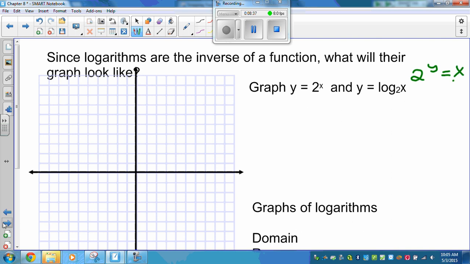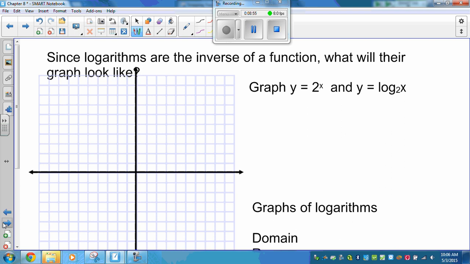So you can see that these are inverses. We switched the x and the y. These are equivalent forms, these two right here. Okay, they are inverses of one another. So basically what it's saying is we are graphing y equals 2 to the x and its inverse. But its inverse is the logarithm.